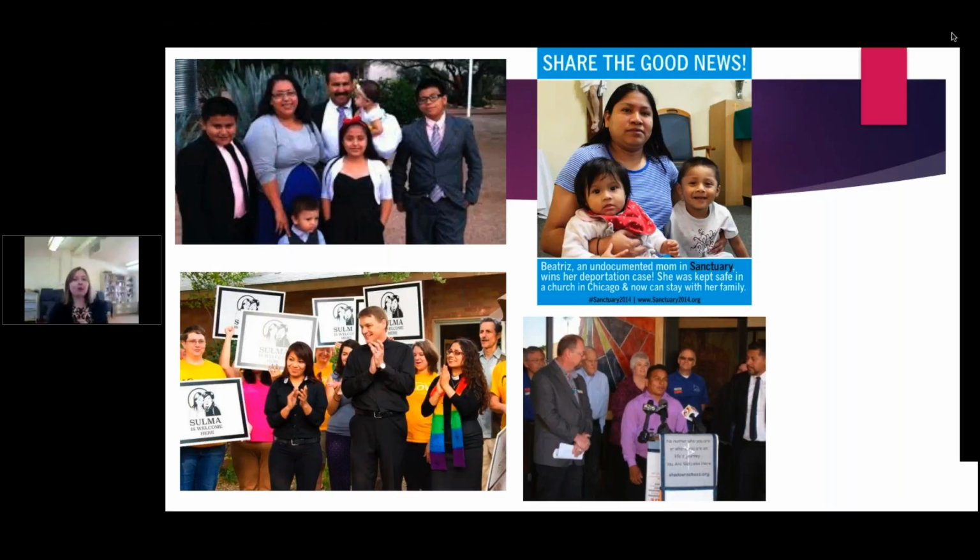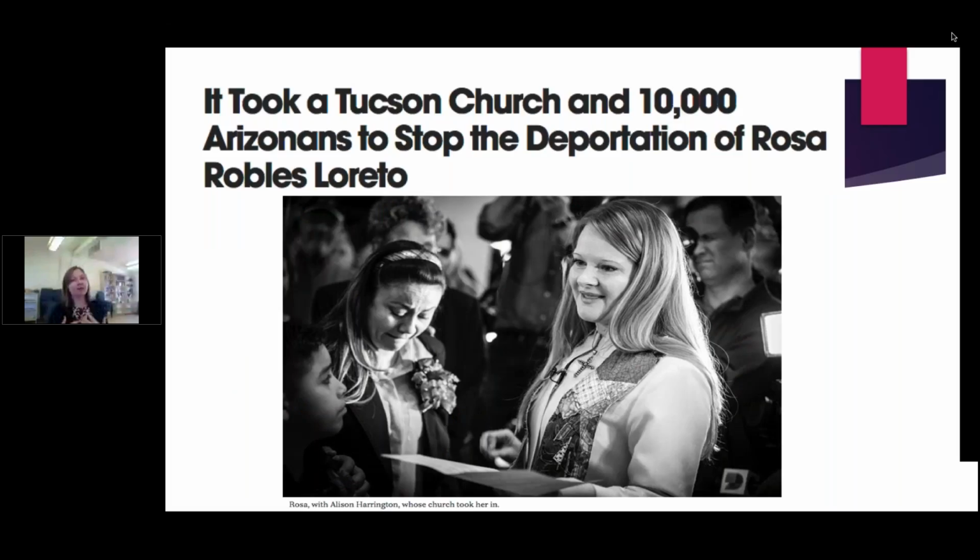And particularly, we always like to tell the story, and I'm a little bit biased because I'm here in the Tucson community, of a woman named Rosa Robles Loreto, who took sanctuary here at Southside about 2 months after Daniel did. And she was here for 461 days. And also Reverend Allison Harrington is pictured here. This was the day that Rosa was able to finally leave sanctuary on November 11th, 2015, after 461 days.